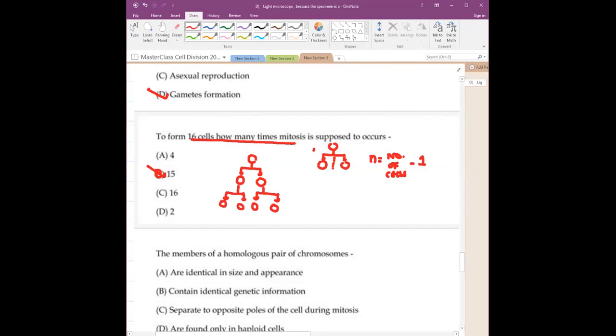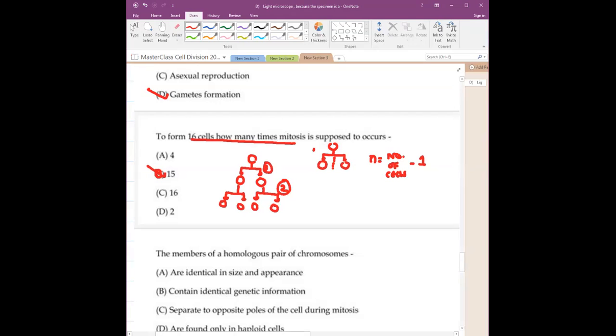In order to form 4 cells, how many generations of mitosis have I required? I have required 1, then 2. 2 generations of mitosis. But in turn, how many mitoses, like cell divisions, have I required? Cell divisions are going to be 4 minus 1, that is 3 cell divisions.